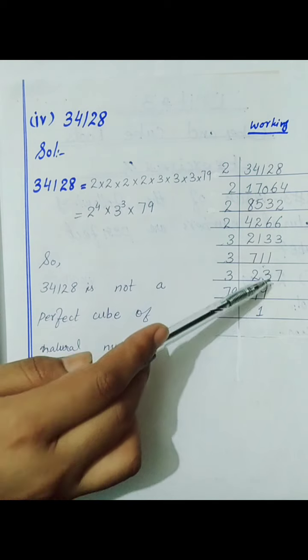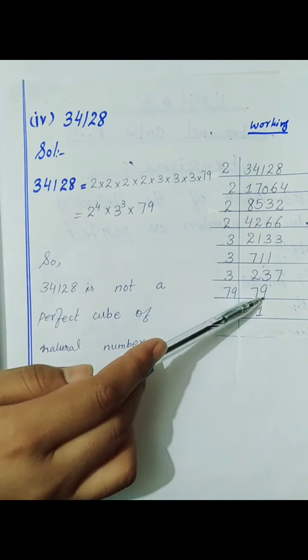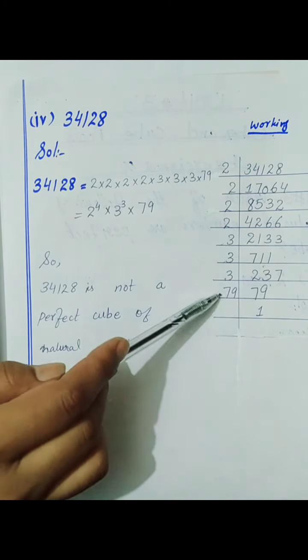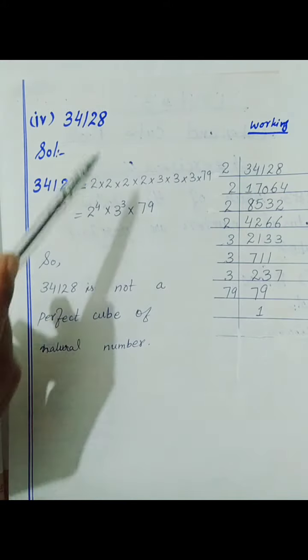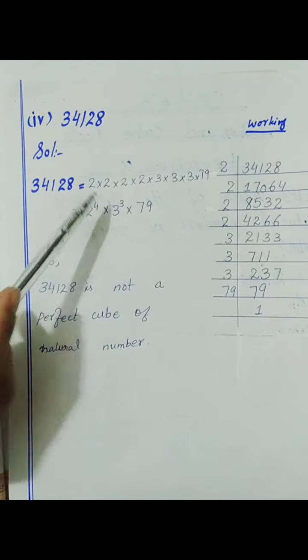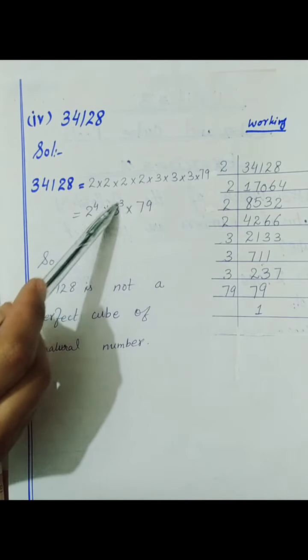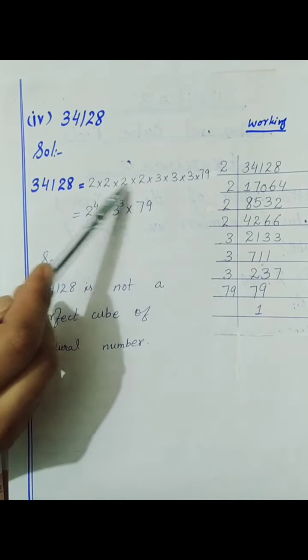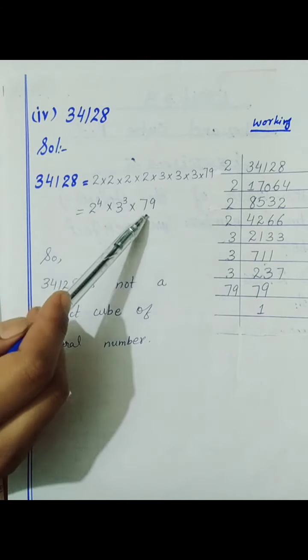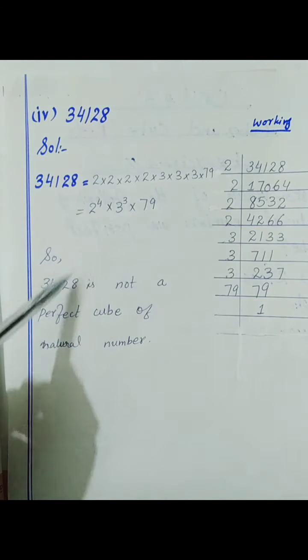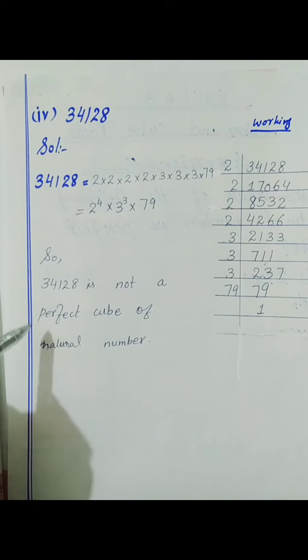3 7s are 21, 2 carry, 3 9s are 27, then 79 1s are 79. So here we see that we have a triplet of 3 because we have 2 to the power 4 and then 79. It means that 34,128 is not a perfect cube.